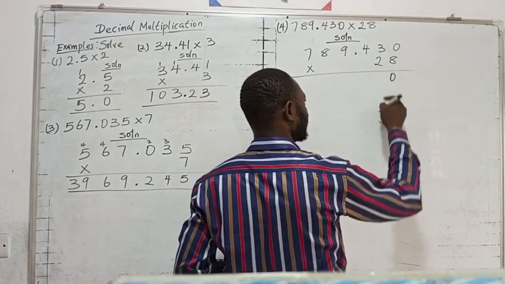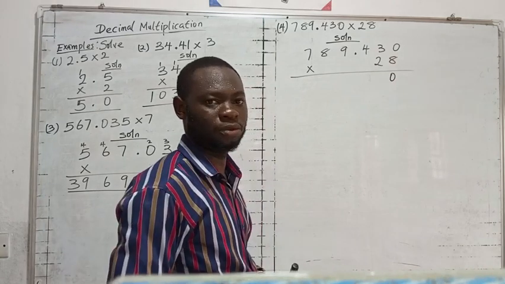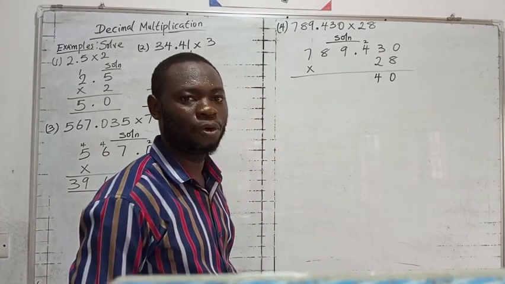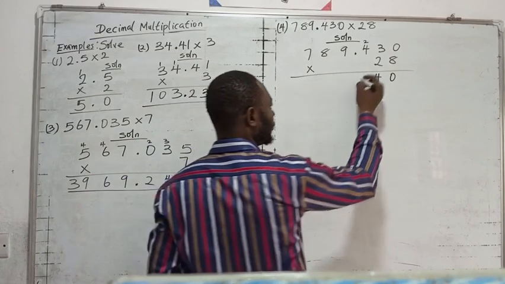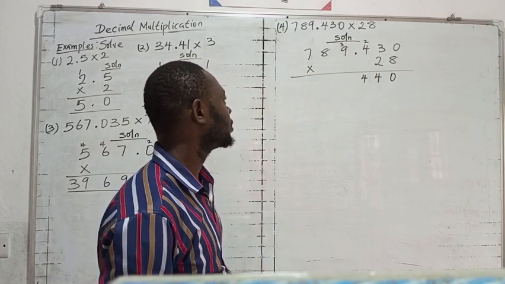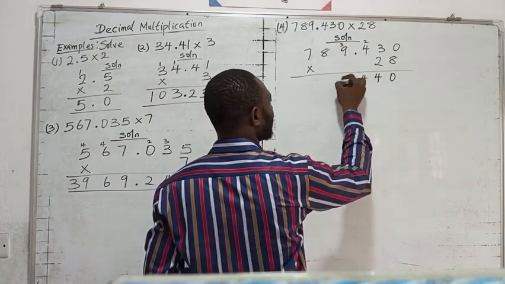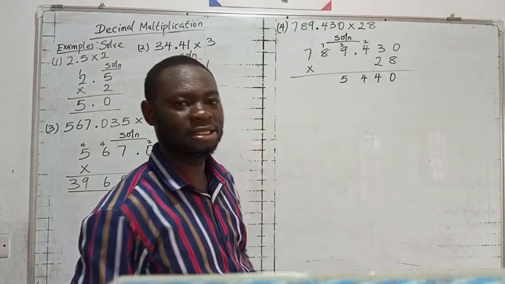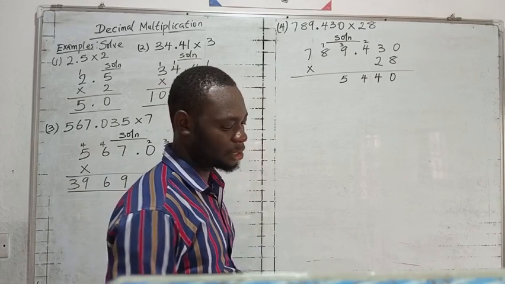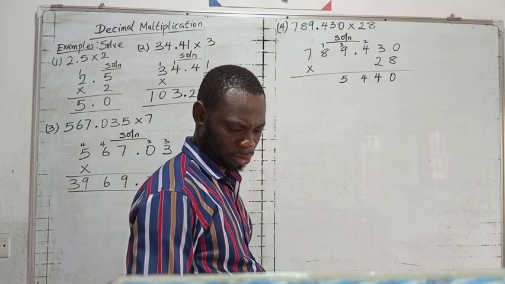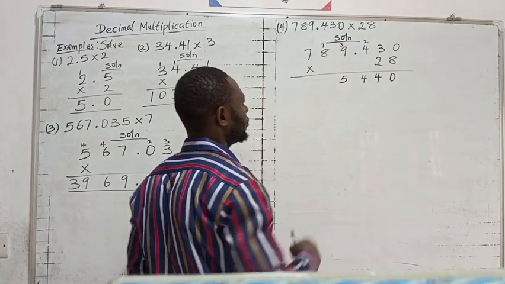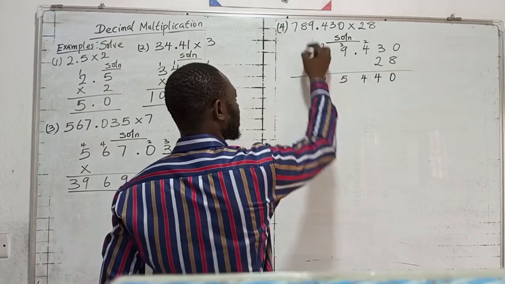8 times 0, 0. 8 times 3 is what? 24. 4 carry 2. 8 times 4, 32, plus 2, 34. 4 carry 3. 8 times 9, 72, plus 3, 75. 5 carry 7. 8 times 8, 64, plus 7, 71, right? 1 carry 7.